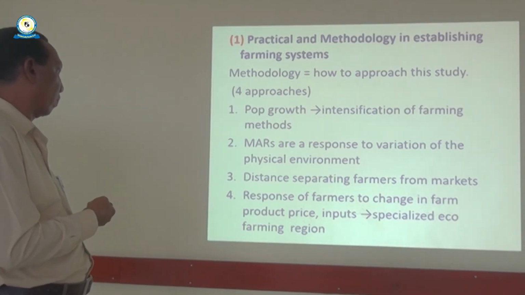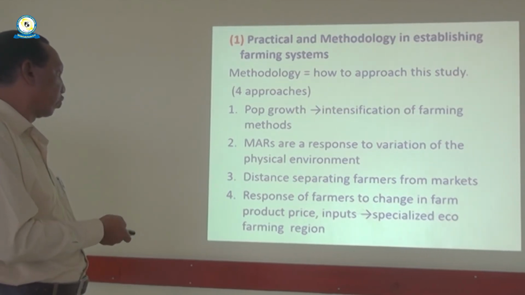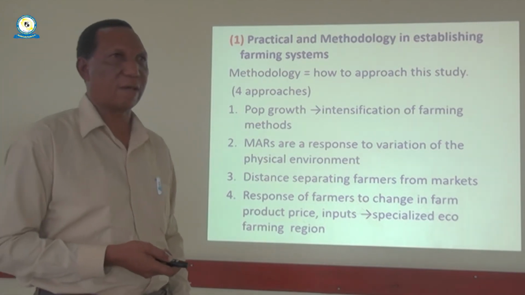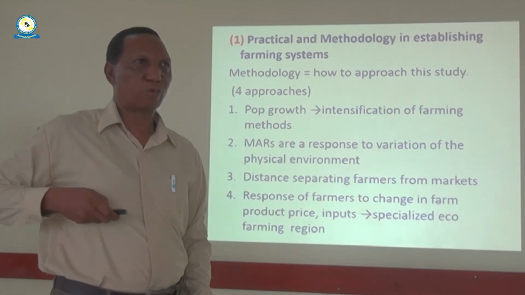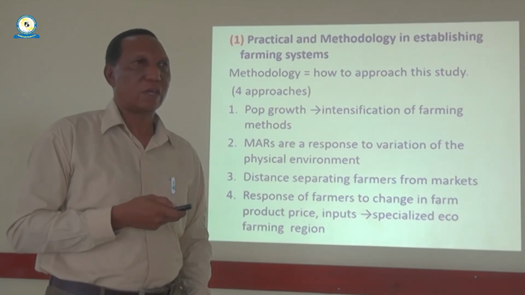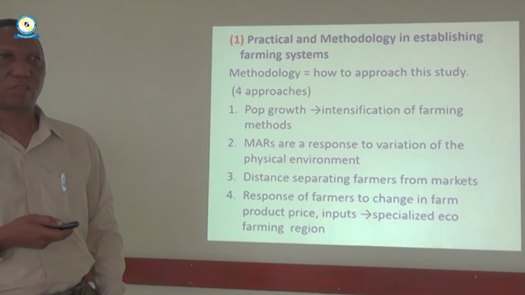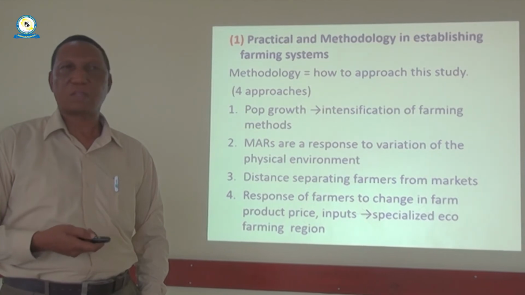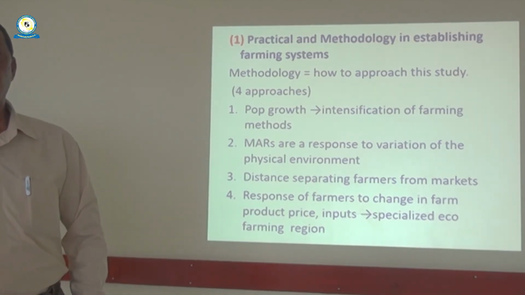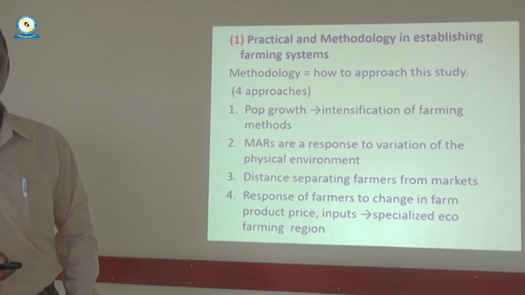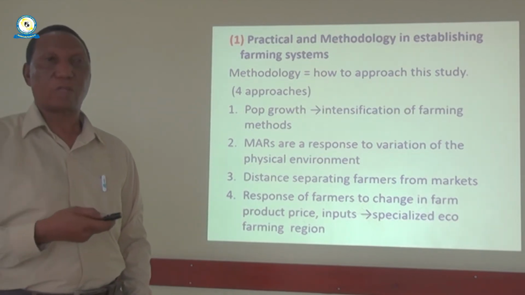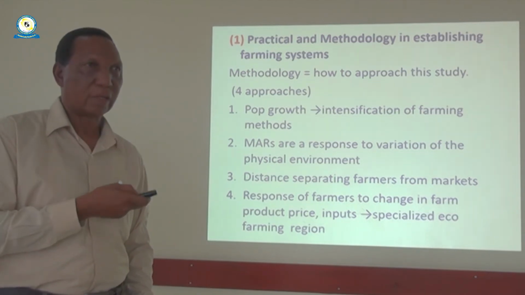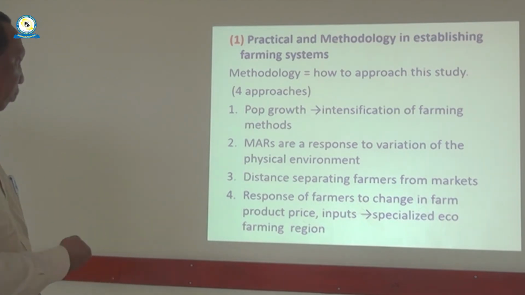typology of agricultural region. Response of farmers to change in farm product price inputs. This has been witnessed in Tanzania. Some crops, for example, in Kilimanjaro. Kilimanjaro was a leading producer of coffee in the 60s and 70s. But when the coffee price fell, they substituted to something else, maybe vegetables and whatever. This is common. Now, when they do that, that change can as well influence the typology of agriculture that is taking place.